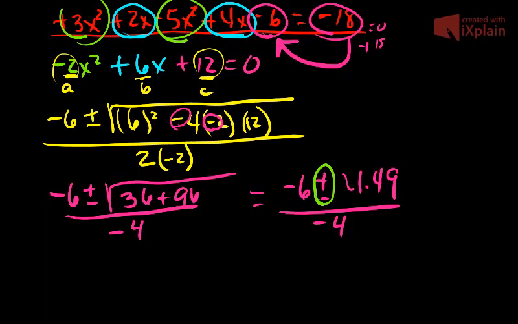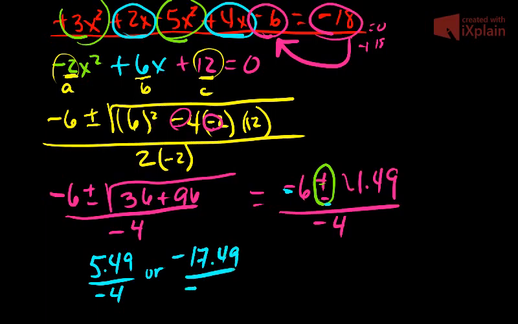So let's take the plus side first. When I do the plus side, I'm going to get 5.49 divided by a minus 4. Or when I do the minus side, I get a minus 6 and a minus 11.49, I get a minus 17.49 divided by a minus 4. So simplifying to get two numbers, whoops, that shouldn't be an 'or', it should be an equal, sorry.